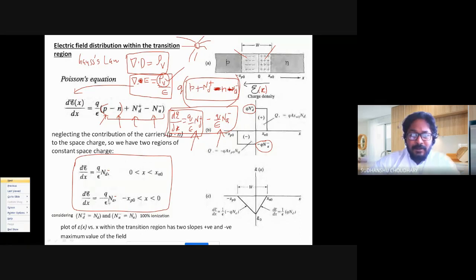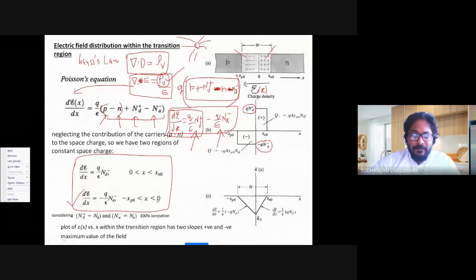Similarly, the electric field in the acceptor region is given by minus Q by epsilon Na minus, and this exists where X is greater than minus Xp naught and less than 0. In these two regions we see two slopes. One is a positive slope, that is, the electric field increases with increase in X, and one has a negative slope, since the electric field decreases when we increase X. By considering this, one can plot the electric field versus X, which has been plotted over here.